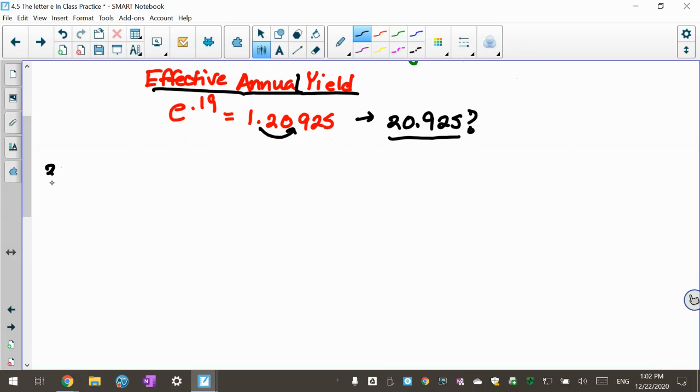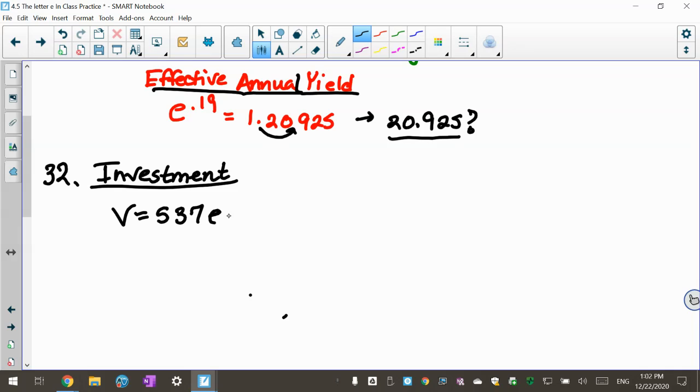So 32, I want to know when this investment doubles. Here's my investment, and they gave me this formula: V equals 537 e to the 0.015 t. They told me t was in years, and V is in dollars. I always label it thoroughly. So I basically want to know when it doubles.